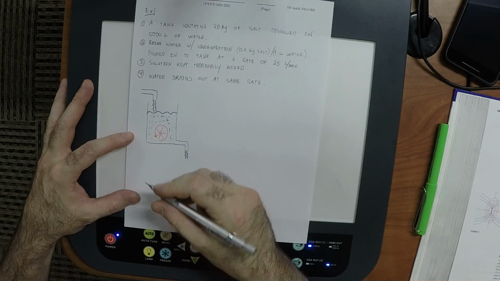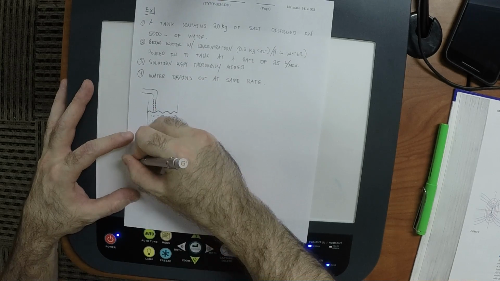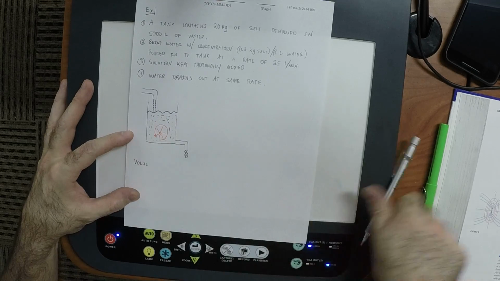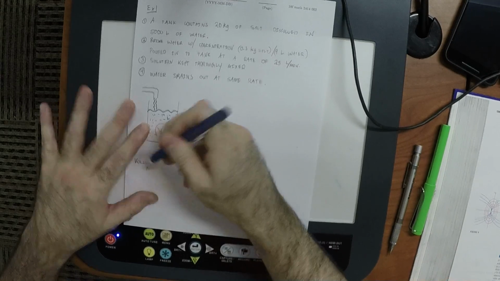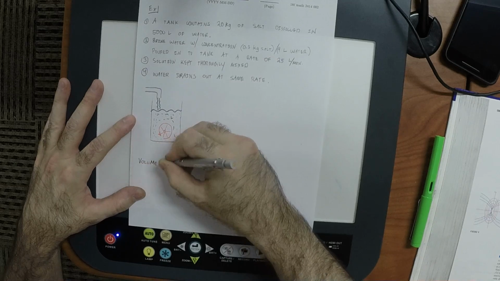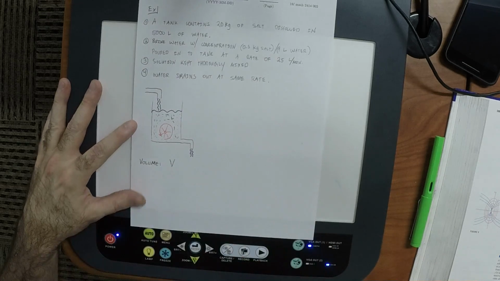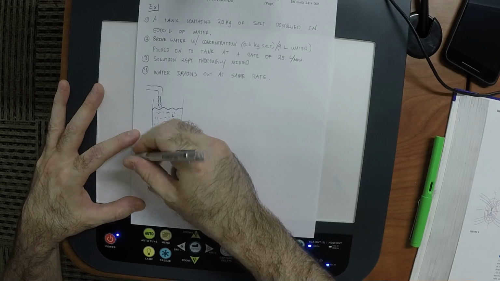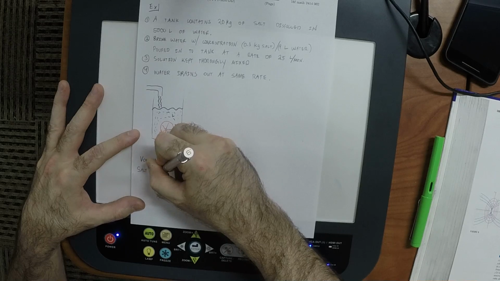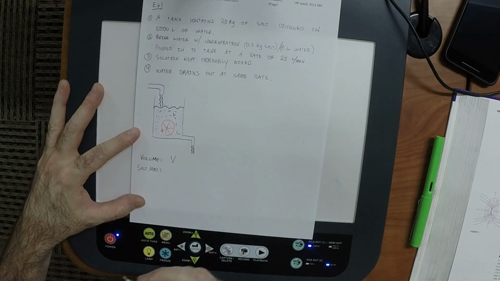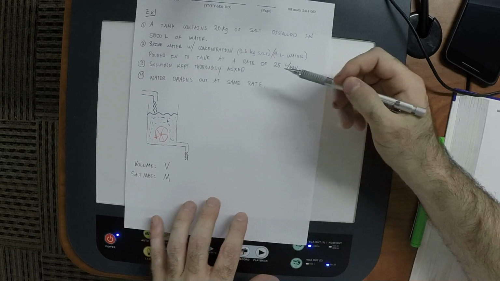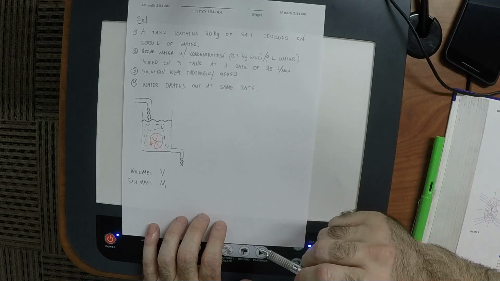So for the volume in the tank, I'm going to use the letter V for volume. Okay, for the salt mass, what letter do you want to use? M. Okay, M's good. And the question is how much salt is in the tank at any given time?